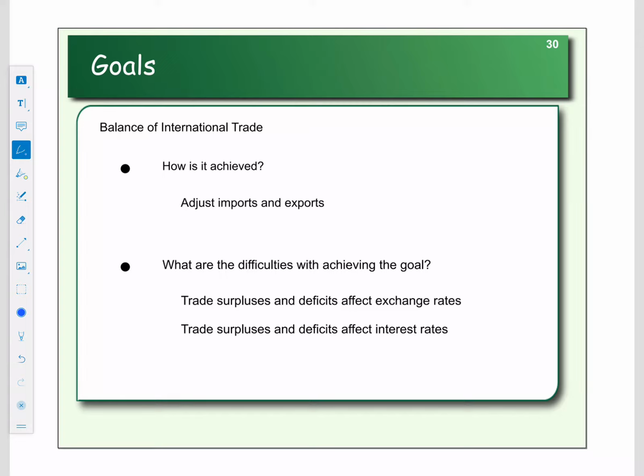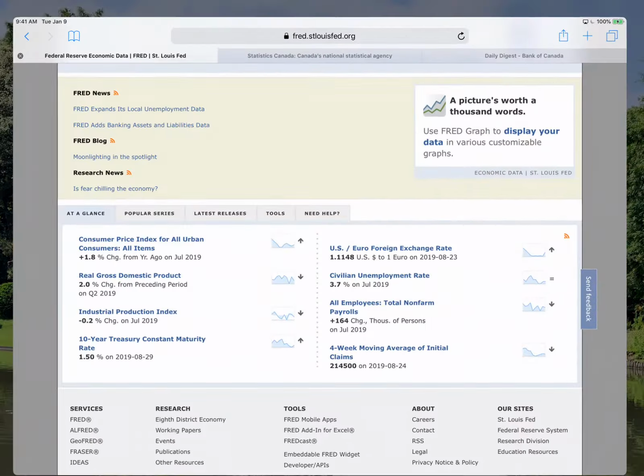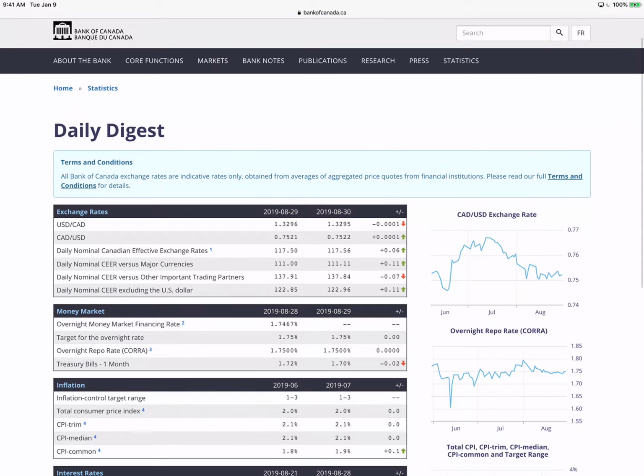All right, so let's look here at what happens if we have a surplus or a deficit, what happens to exchange rates. But first, let's look at what is the exchange rate. So if we go to the Bank of Canada, we can see the US-Canada exchange rate. So 1 Canadian dollar is equal to 75 cents US. 1 US dollar is equal to 1.33 Canadian. So they're just the inverse. So 1 divided by 0.75 is equal to 1.33.